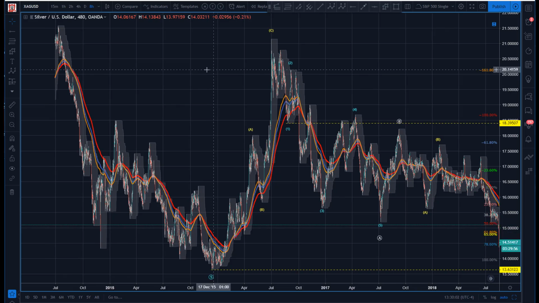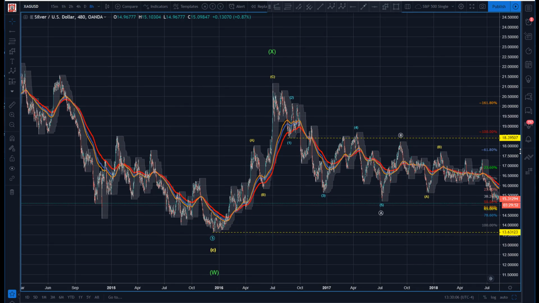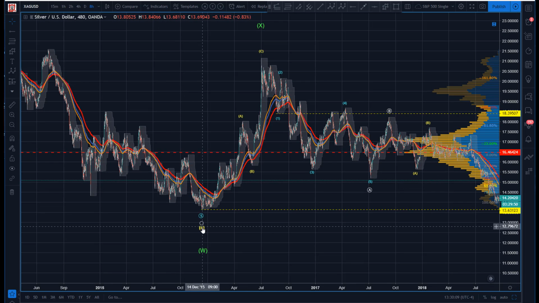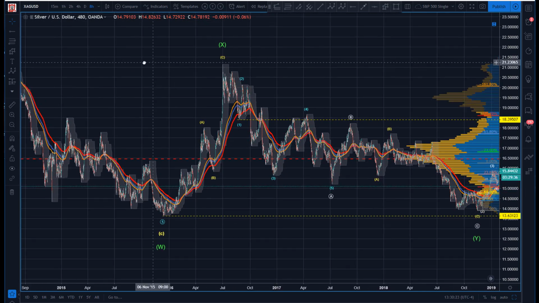Okay, so here's the... let me bring it up here. Okay, so here would be the fifth of the C of the W, all right? So we complete the first A, B, C here. Now, this is not terrible here. I can definitely get a motive wave into my A, the B, and the C, give me my proposed X wave. Now, here's where it gets tricky.